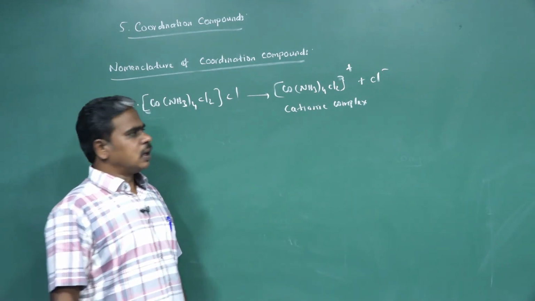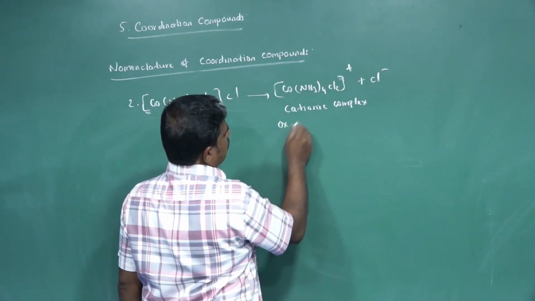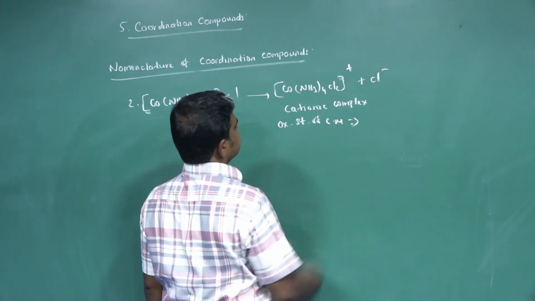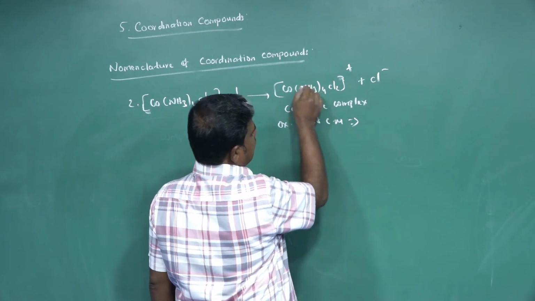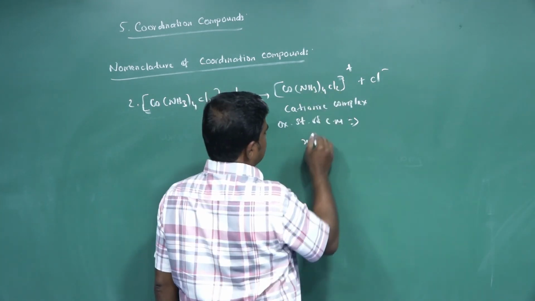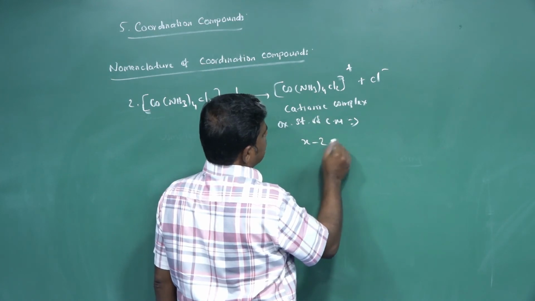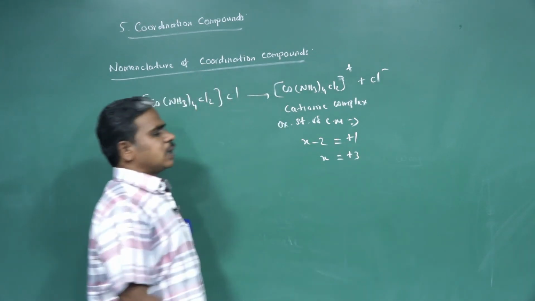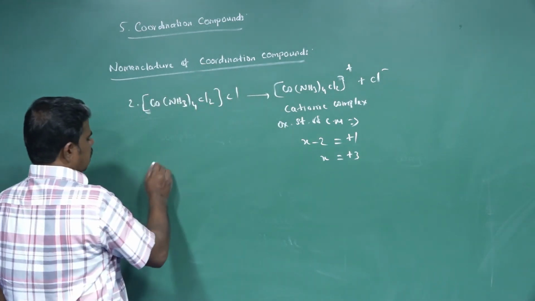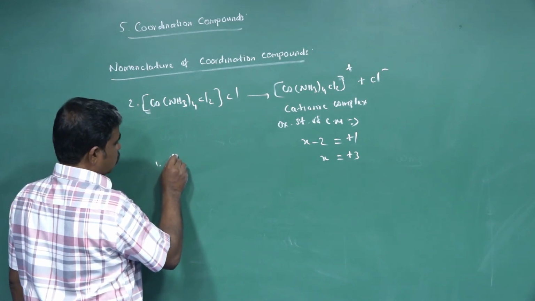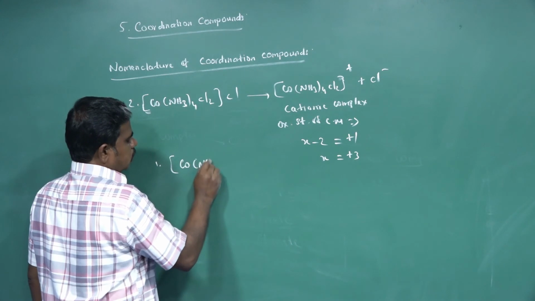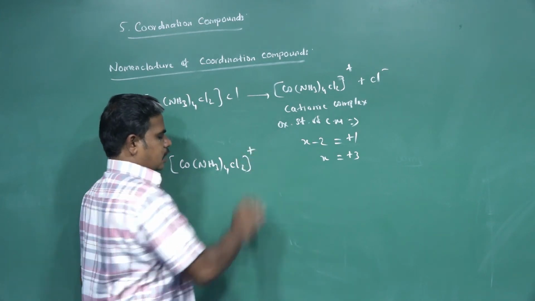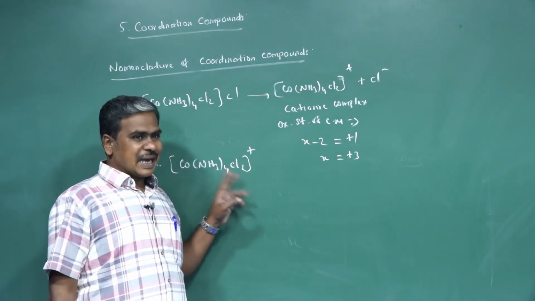Now we take the oxidation number also. So here the oxidation state of the central metal atom is X, and ammonia is a neutral ligand, and here Cl is minus 2. So X minus 2 is equal to plus 1. So X is equal to plus 3, so we take the Roman numeral 3. Now, what is the first rule? Cation first. So what is the cation? Here [Co(NH3)4Cl2]. It is a cationic complex.